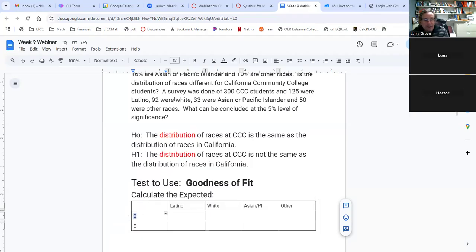So if we look at this survey, 125 were Latino. So right here, I'm going to type in the number 125. Any questions on that? We had 92 were white. So I'm going to type in 92 for the whites. We had 33 for the Asian and Pacific Islanders. So 33. And then other, that was 50 were other races. Okay, any questions on that?